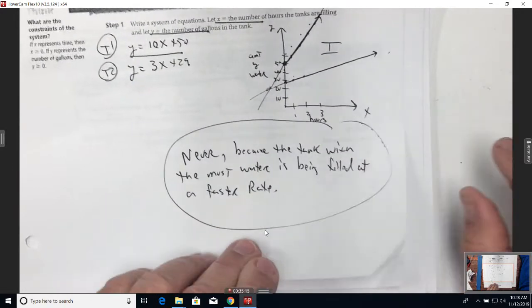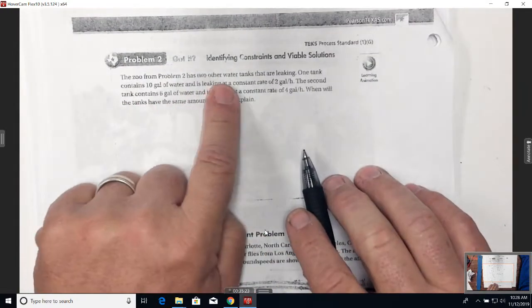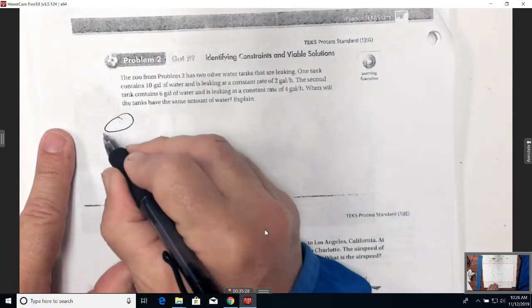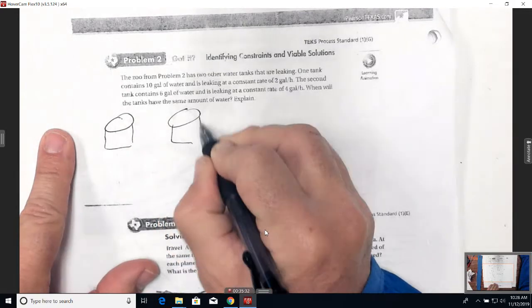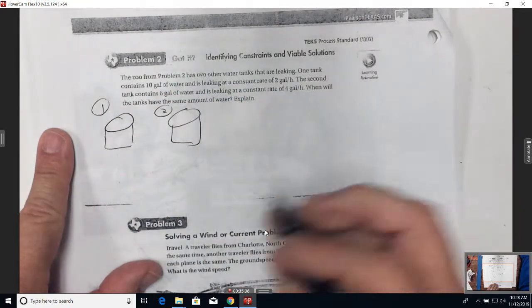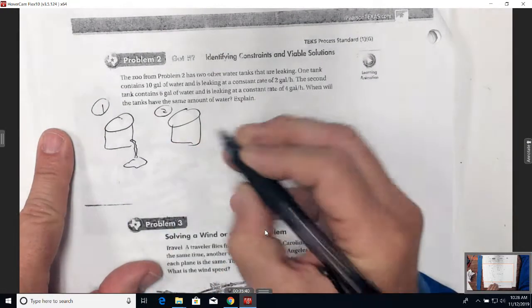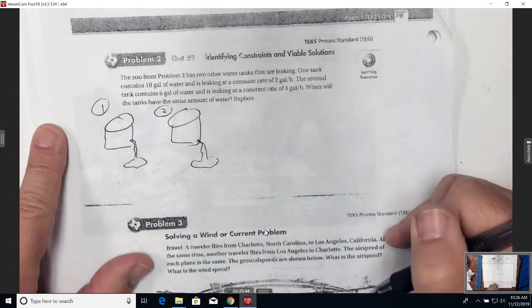All right, we'll look at one more like that. So let's look at this next problem. Let's see if we can draw a picture of this one too. The zoo from problem 2 has 2 other water tanks that are leaking. So I got this water tank here, and I got another water tank here. So we'll call this one tank 1 and this one tank 2. There's a hole in it, and water's leaking out of that hole. There's a hole in this one, and it's leaking out and forming a puddle.